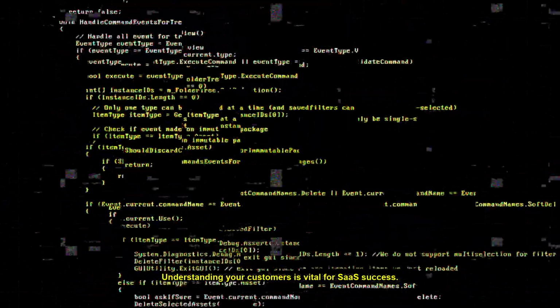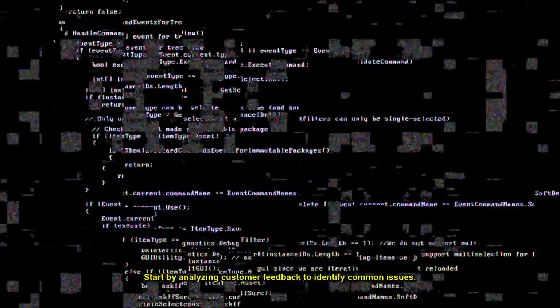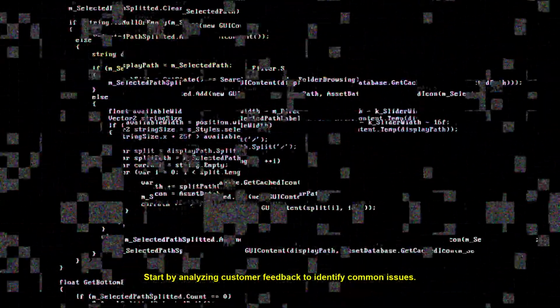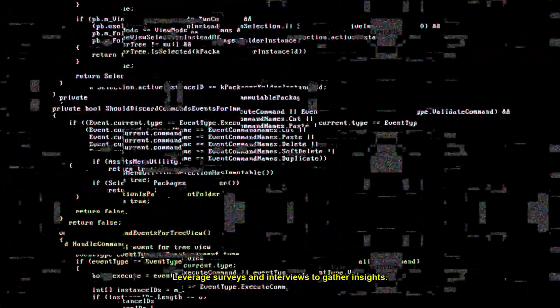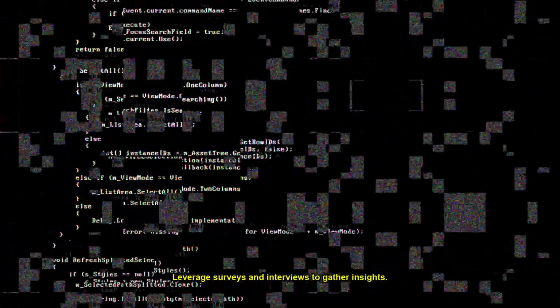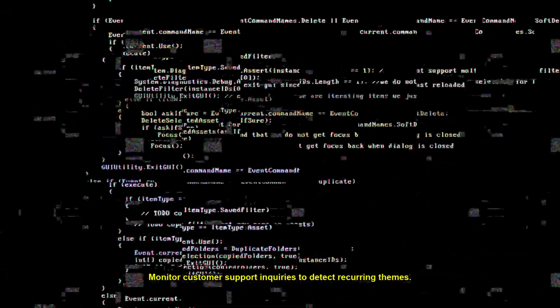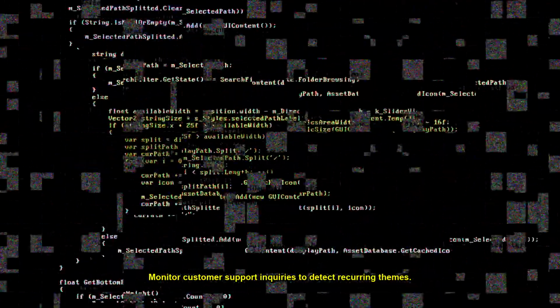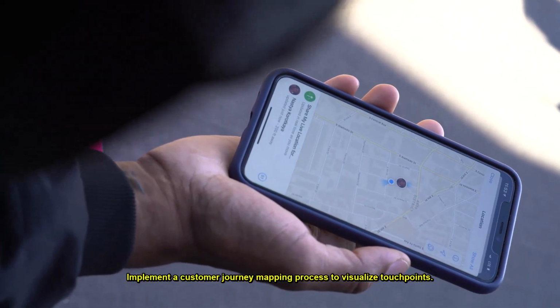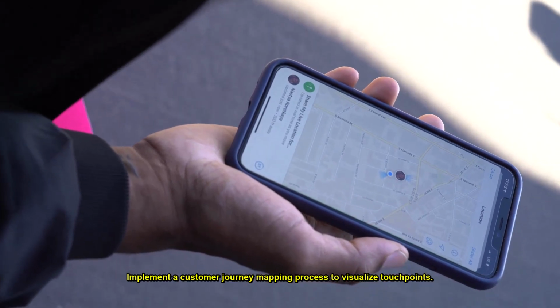Understanding your customers is vital for SaaS success. Start by analyzing customer feedback to identify common issues. Leverage surveys and interviews to gather insights. Monitor customer support inquiries to detect recurring themes. Implement a customer journey mapping process to visualize touchpoints.